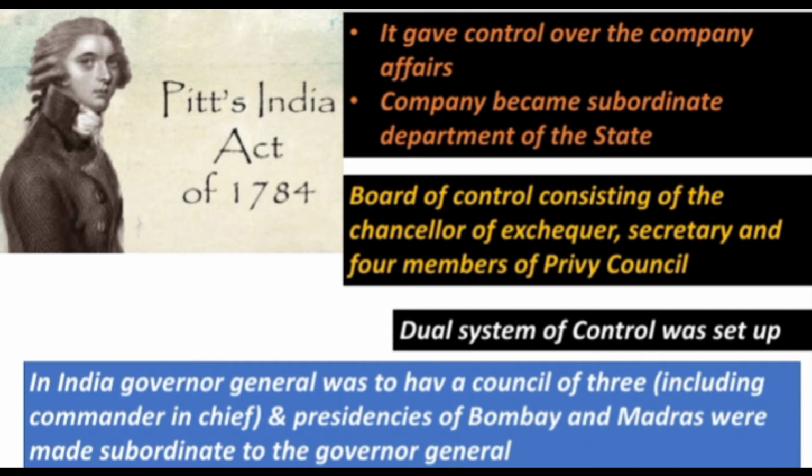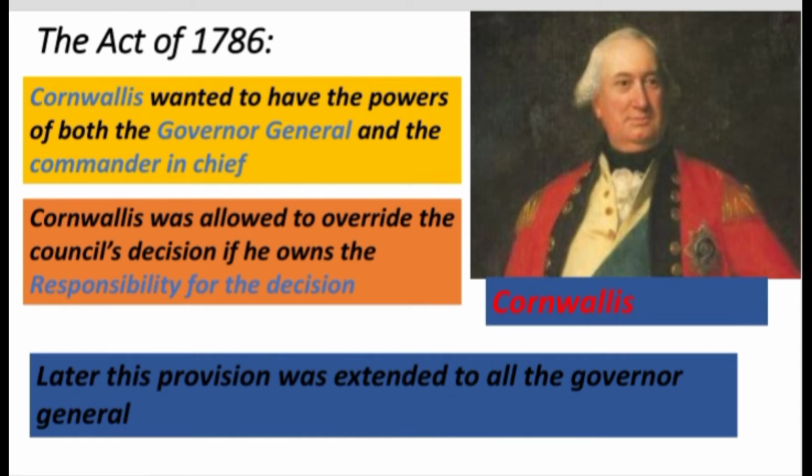After that, the Act of 1786 came into existence, in which Cornwallis wanted to have the power of both the Governor General and the Commander in Chief. The new Act conceded this demand and also gave him the power to override the council's decision if he took the responsibility for the decision. Later the provision was extended to all the Governor Generals.